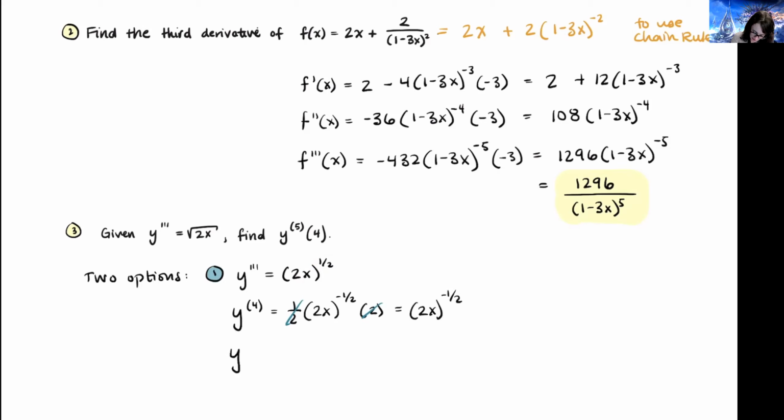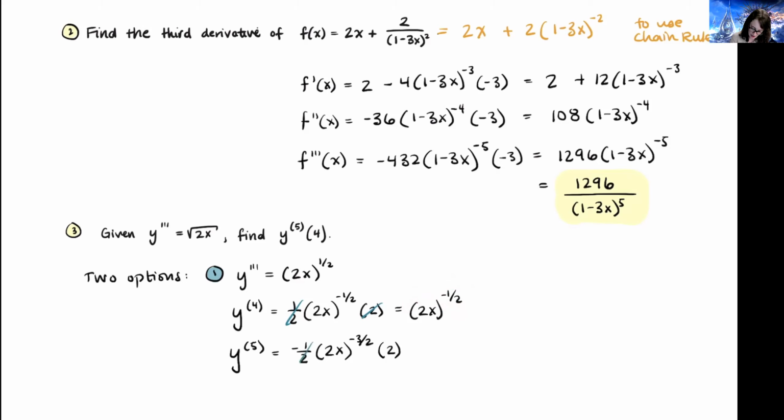Then if we find the fifth derivative, by differentiating that, we still have to use the chain rule. We will bring the negative 1/2 down in the front and multiply. So we'll get negative 1/2. We'll leave the base the same, subtract 1 from the power. Negative 1/2 minus 1 is negative 3/2. Then we still have to multiply by the derivative of the inside, which will be 2.